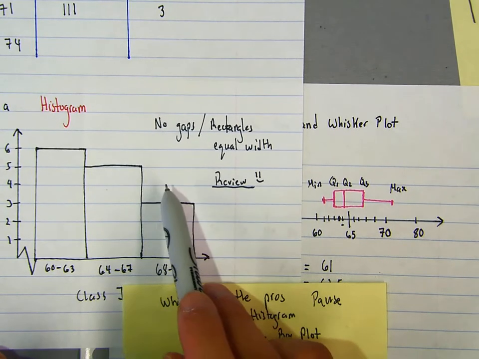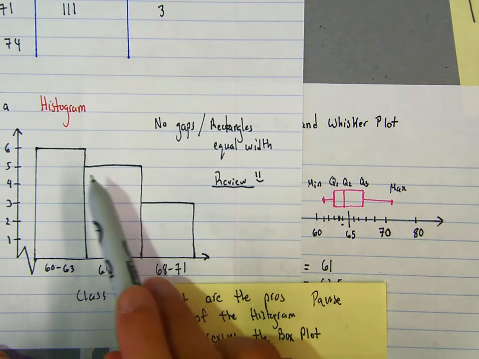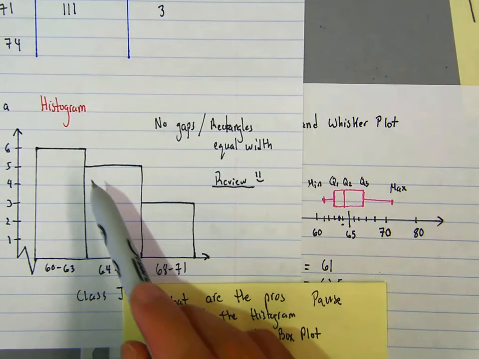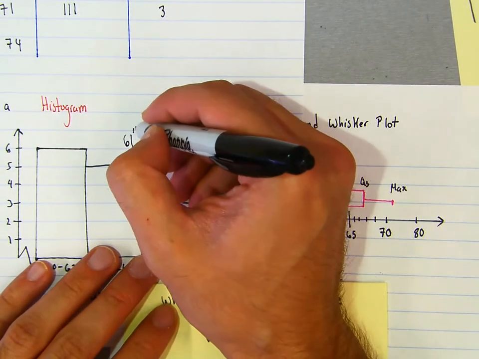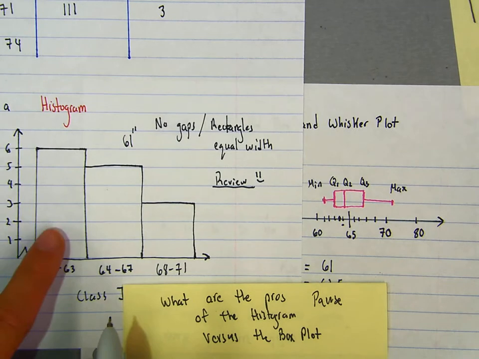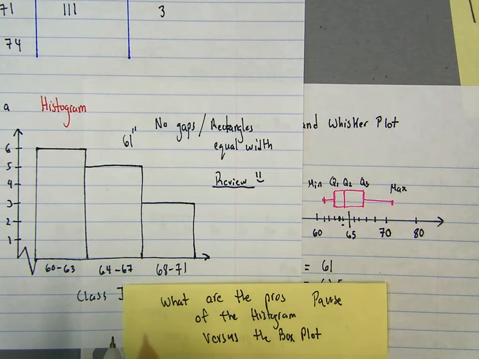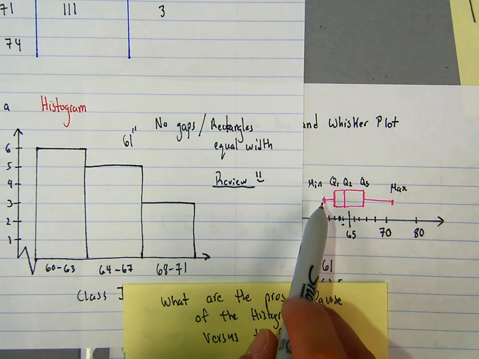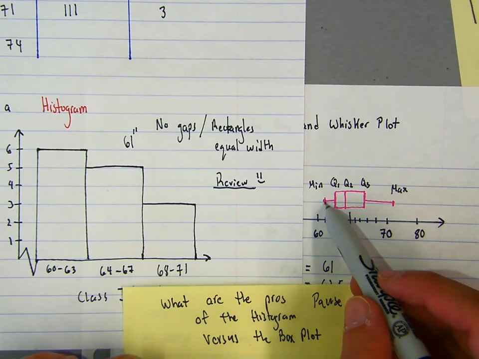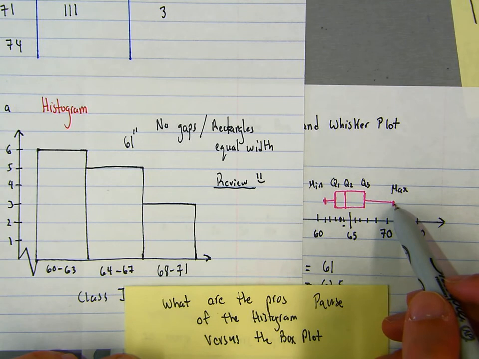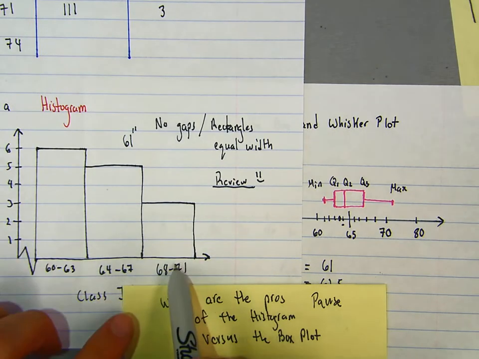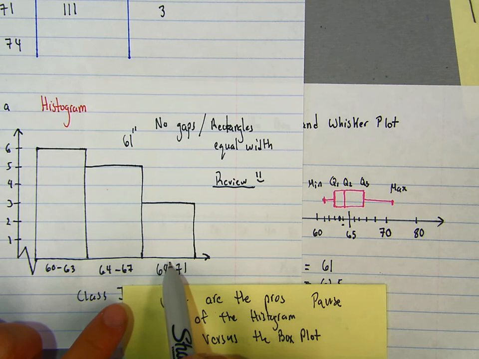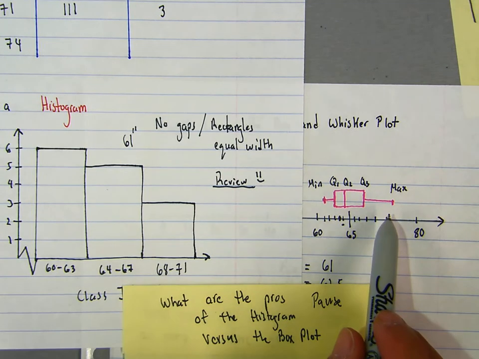If I said, who was the shortest person, or what was the lowest height? Does a histogram tell you that data value? The lowest height was 61 inches, right? That was the lowest height. Notice that the histogram doesn't tell me that data value. But the box and whisker plot does, because if I take a look at this, I know this is my minimum. I know this is my maximum. This was my tallest person. Here, I don't know who was the tallest person. It could have been at 70 inches or at 69 inches. So that's why this one has its advantages.